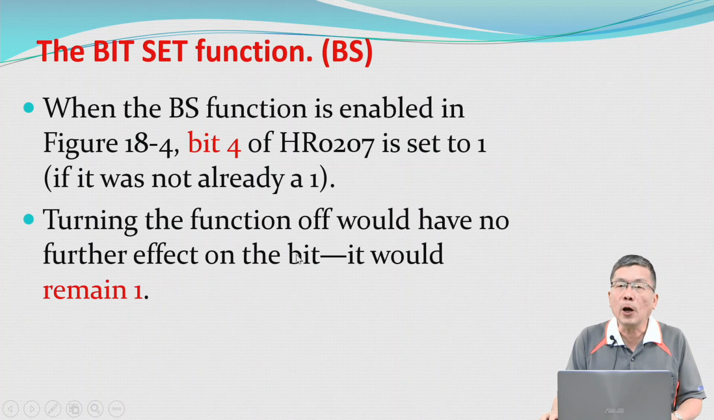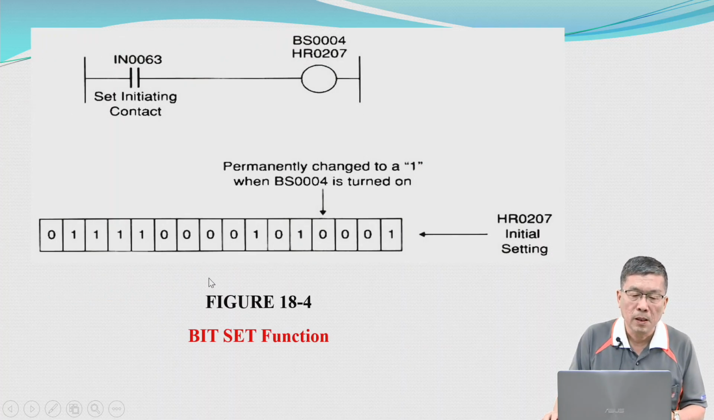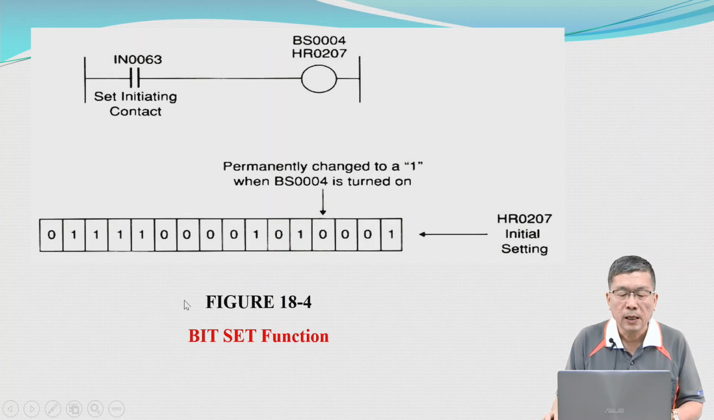When the BS function is enabled in figure 18.4, bit 4 of holding register 207 is set to 1 if it was not already a 1. Turning the function off would have no further effect on the bit. It would remain 1. This picture shows the bit set function program.